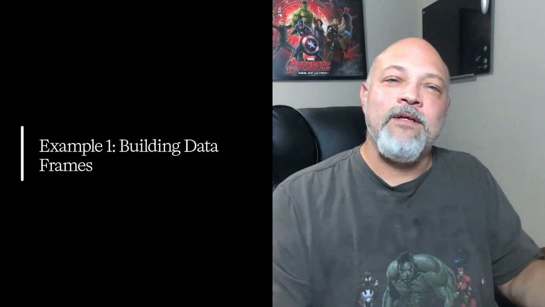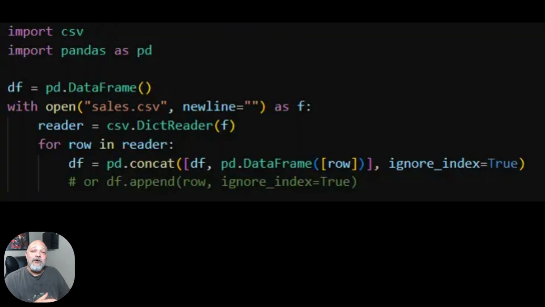Let's start with building data frames. We're starting here with ingestion. I still see people building data frames row by row. That is so painful to watch. Bad code, these are loops that append row by row. Every loop is reallocating memory.